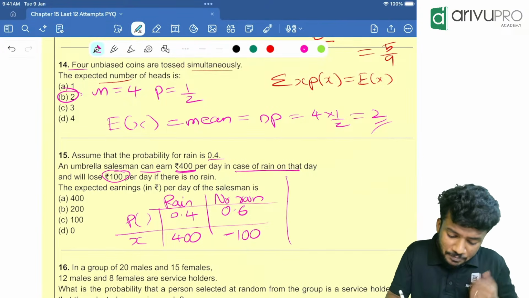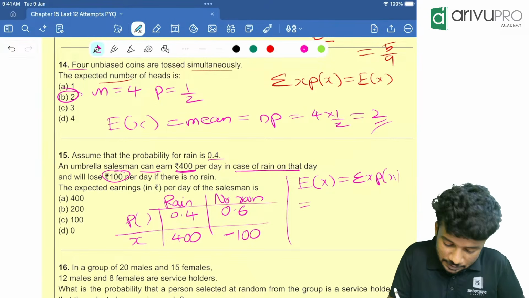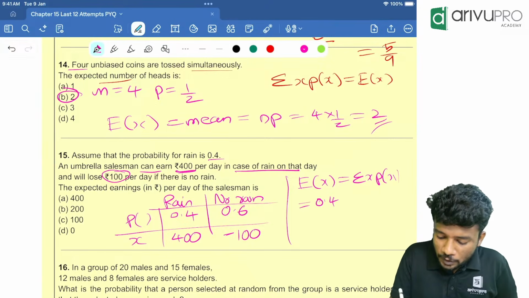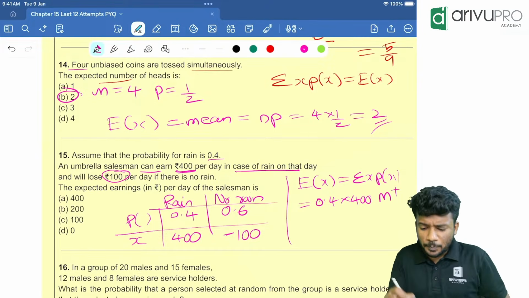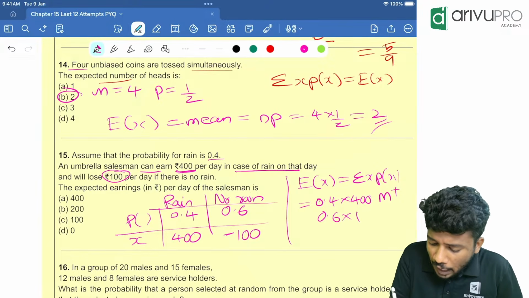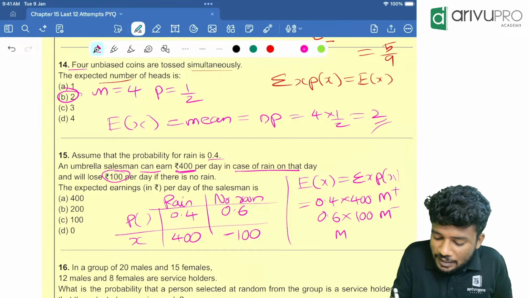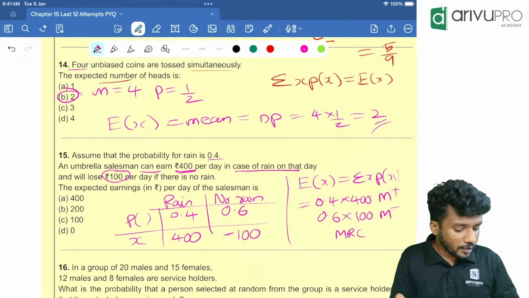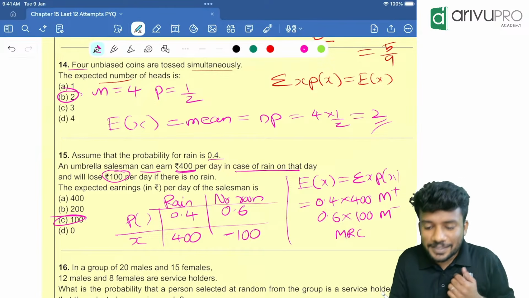People, take your calculator. They are asking for the expected earning. E of x is what? Sigma x into P of x, correct? That means take your calculator, type 0.4 into 400, M plus or M minus? M plus, why? The sign is positive. Then 0.6 into 100, M plus or M minus? M minus, because the sign is negative. Finally click MRC. How much are you getting? The answer is 100. Option C is your answer.